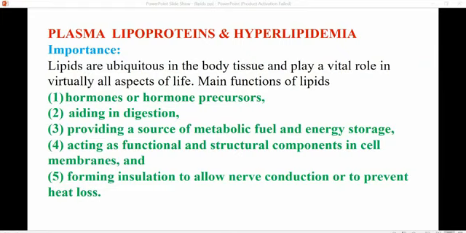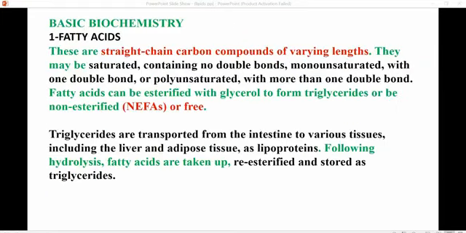body as an insulator. The basic components of lipids in the human body include, first, fatty acids, which are straight chain carbon compounds of varying length, which could occur as short chain, medium chain and long chain fatty acids. These could be saturated with no double bonds, or could be monounsaturated or polyunsaturated fatty acids. These fatty acids could be esterified with different types of alcohols to form esters.